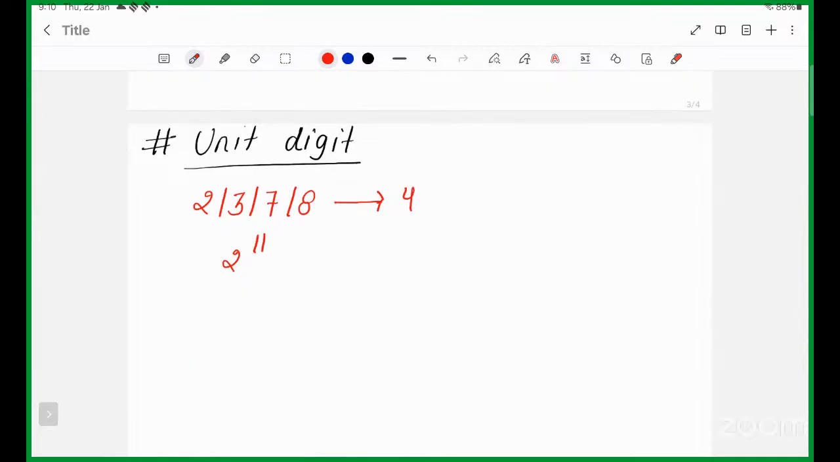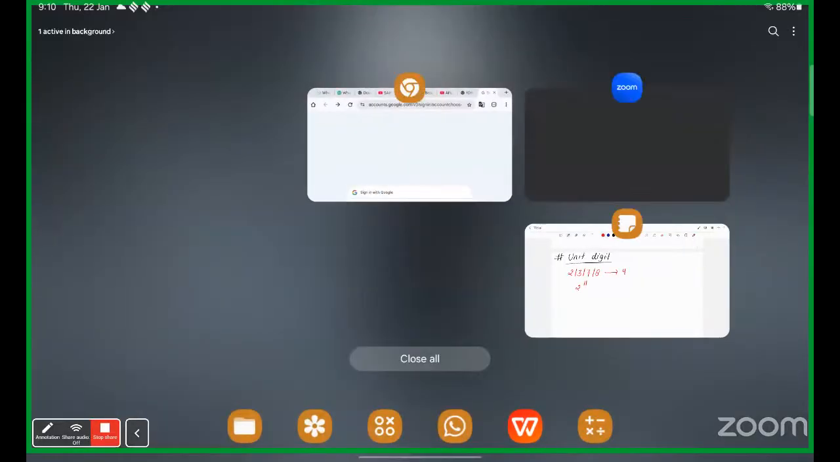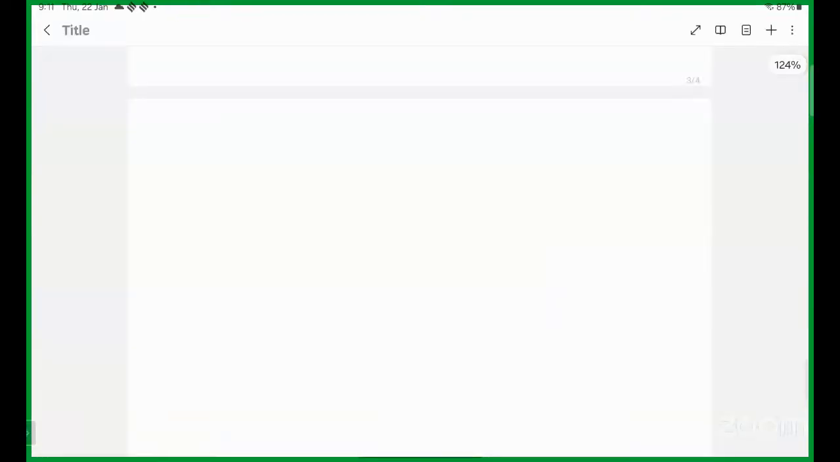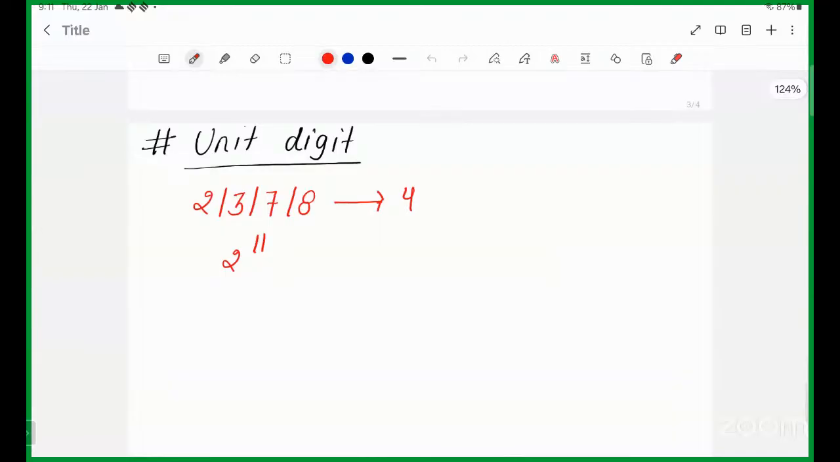Then what will be the remainder? Remainder will be 3. After taking out the remainder, I will just take out the value of that number, and that will be my unit digit. Like after dividing 11 by 4, the remainder is 3, so it will be 2 raised to power 3. So answer will be 8. So 8 will be the unit digit of my number.